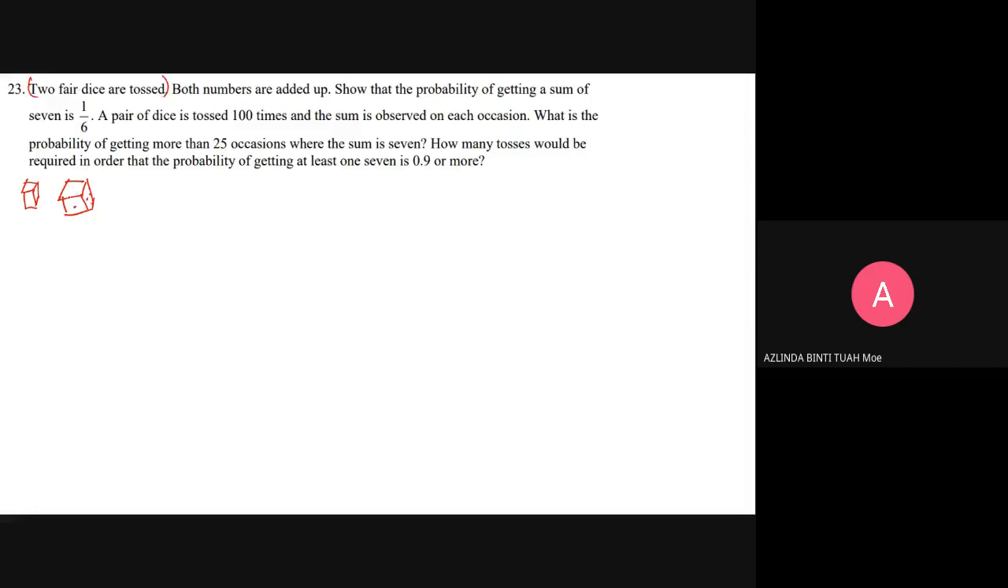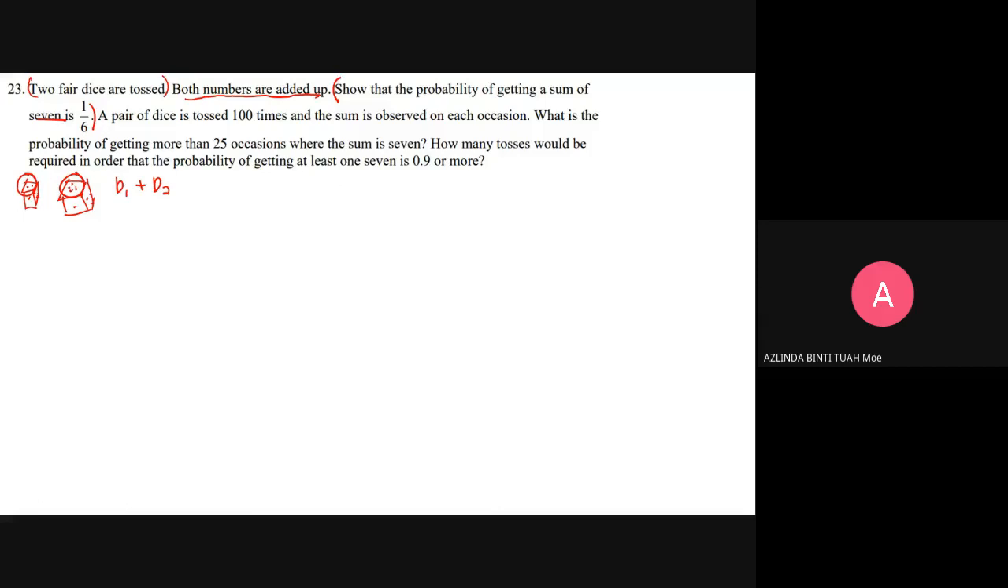So 1, 2, 3, 1, 2, 3 and so on. So there are 6 surfaces. Both numbers are added up. So kalau saya baling kedua-dua dadu serentak, saya akan dapat outcome dibaca dari bahagian atas. So outcome yang dapat ni saya akan tambah dice 1 plus the outcome from dice 2. Ni both numbers are added up. Show that the probability of getting a sum of 7 is 1/6. So dah masuk soalan yang pertama. Jangan proceed lagi, jawab dulu first question.